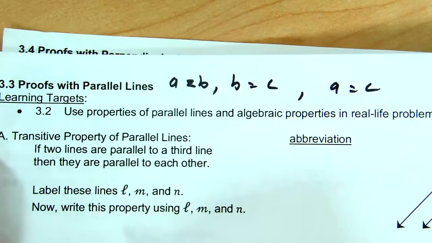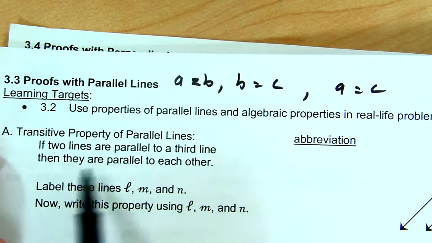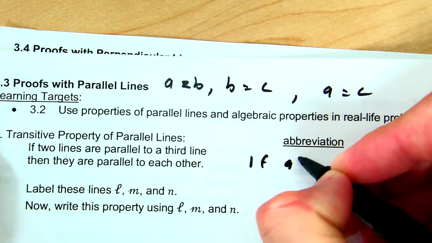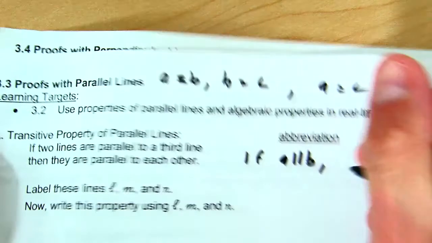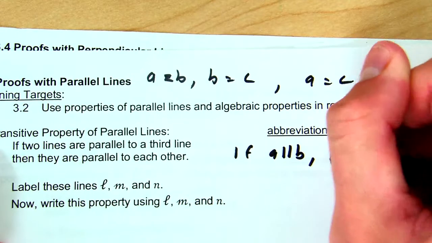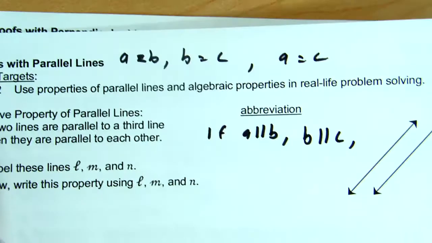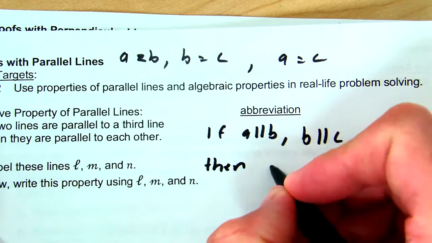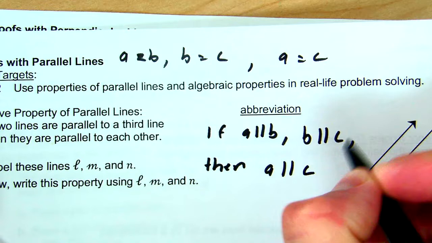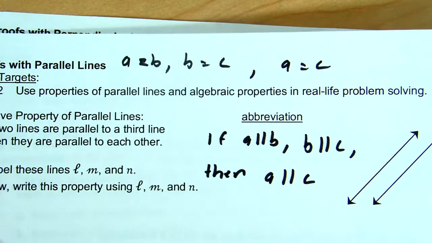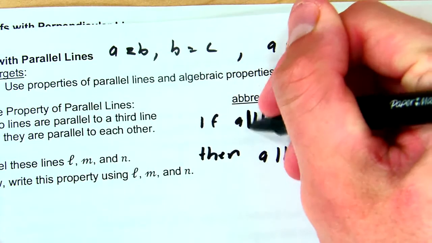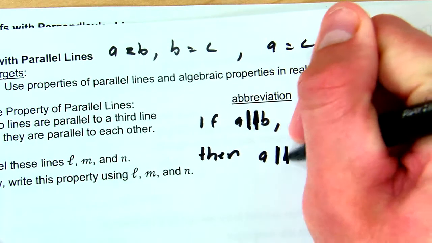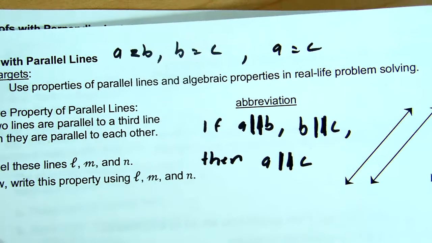So what we have here is: if two lines are parallel to a third line, then they are parallel to each other. So if A is parallel to B and B is parallel to C, then we must know that A and C are also parallel. Okay, so remember these straight up and down lines here are notation for parallel. I'm not putting the number 11. So that is notation for parallel.